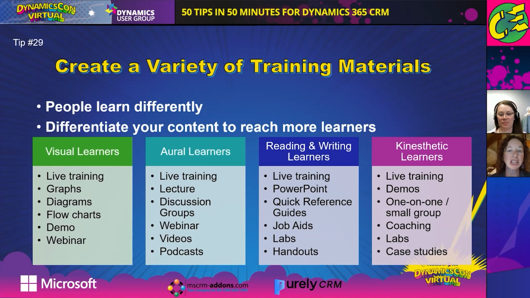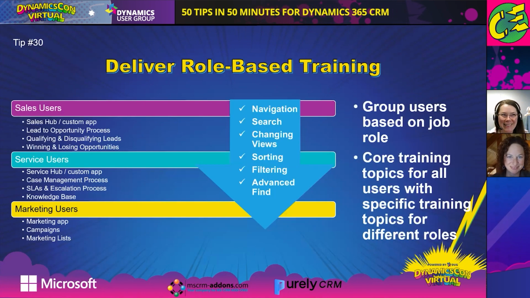You can differentiate your learning content to reach more learners. So I've got a couple things here, and we're just looking at some examples of how people learn. Visual learners, oral learners, which is speaking and hearing, reading and writing learners, and kinesthetic learners. One thing that reaches everybody is live training, but obviously that's not always an option. So when you can't do live training, do the other stuff.